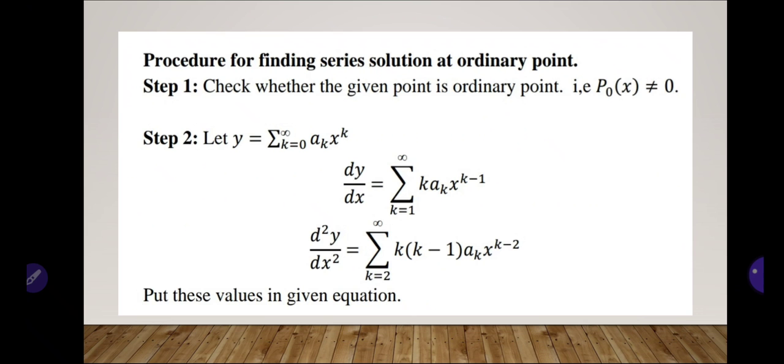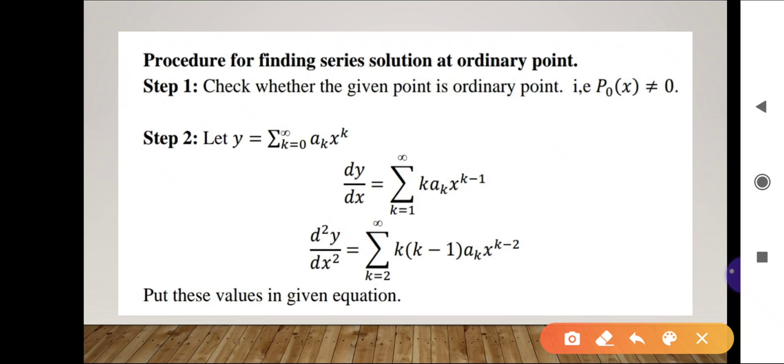Then the procedure for finding the series solution if x equal to 0 is an ordinary point. First of all, while starting the solution, we always have to check whether x equal to 0 is an ordinary point or a singular point. So you have to check whether p0 of 0 is 0 or not equal to 0. Now if p0 of 0 is not equal to 0, that means we can say that x equal to 0 is an ordinary point.